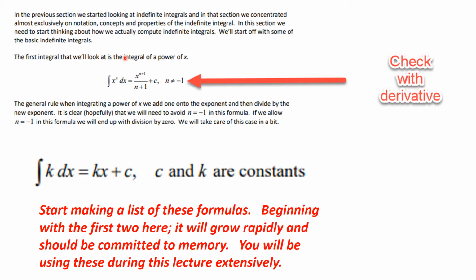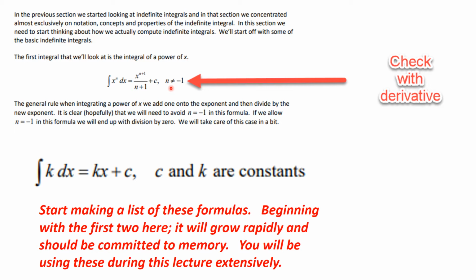The first formula we're going to look at is when we take the integral of a power of x. So here we have the indefinite integral of x to the n power dx. An example of this would be the indefinite integral of x squared dx. And the formula is x to the n plus 1 all over n plus 1 plus c, where c is the constant of integration. This formula holds for n not equal to minus 1.